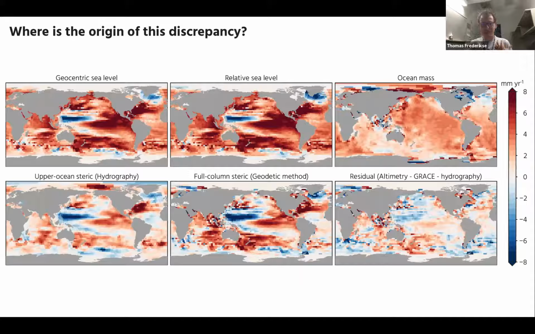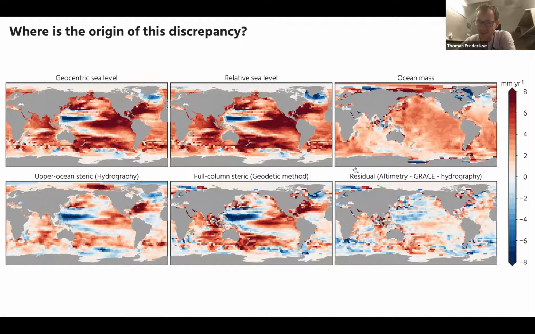Where in the ocean does this thing go wrong? We have all these measurements, and they have a spatial map. Here we start with geocentric sea level from satellite altimetry. Then we have to apply some corrections for the fact that the solid Earth is deforming, and then we have global mean relative sea level.